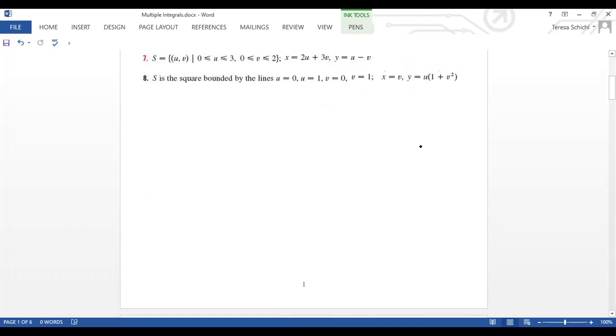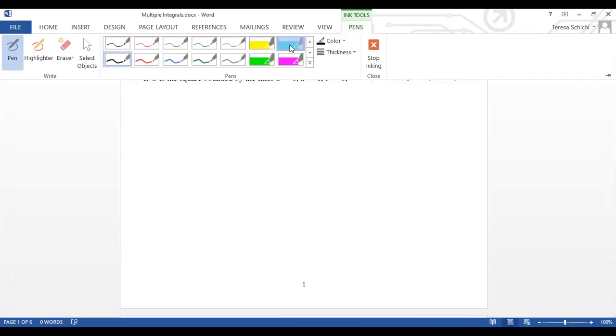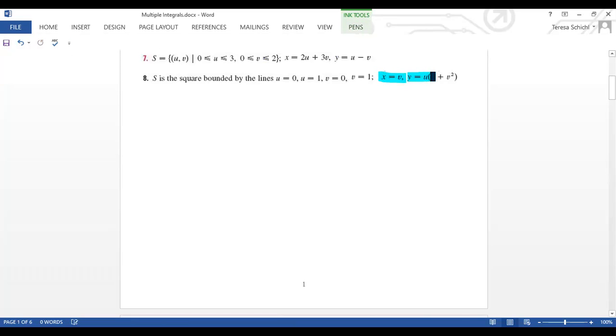Remember, when we do this, one of the main goals is to make your integration region pretty simple. Let's say S is the square bounded by the lines given. And now this is my transformation: x equals v, y equals u times (1 plus v). So let's take a look: what is our integration region before the transformation?